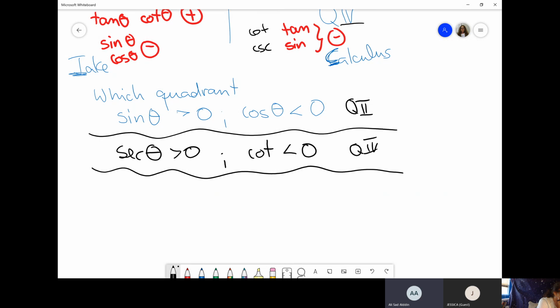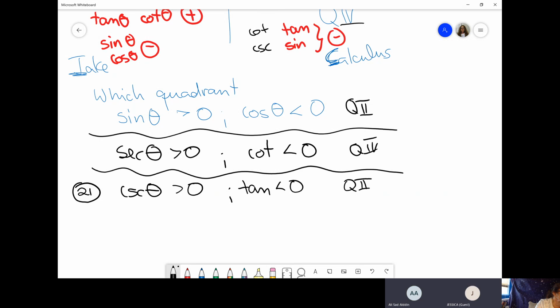How about this one? Number 21 in the book says the cosecant of theta is greater than 0 and the tangent is less than 0. Which quadrant am I in? 2. That is correct.